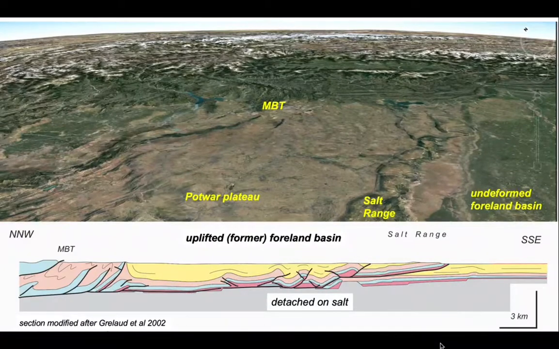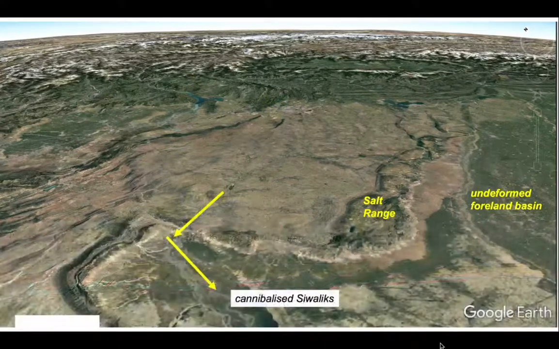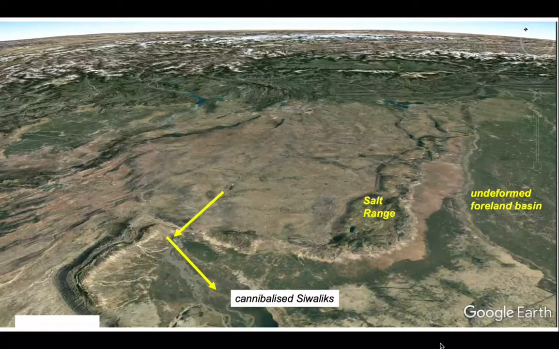But behind the Salt Range is the Potwar Plateau, which is uplifted former foreland basin deposits, slightly older Sewalik rocks, which are now uplifted from the elevation at which they were deposited. Consequently, they're being stripped out by drainage that links down to the Indus Valley. So the previously deposited Sewalik foredeep deposits are being cannibalised, pushed out into the river systems and redeposited in the foreland basin to the south.